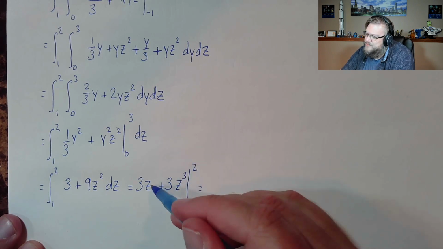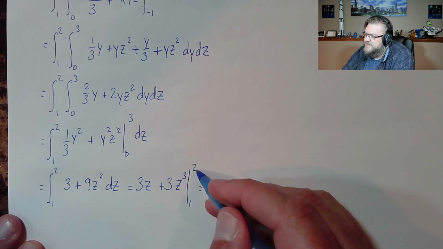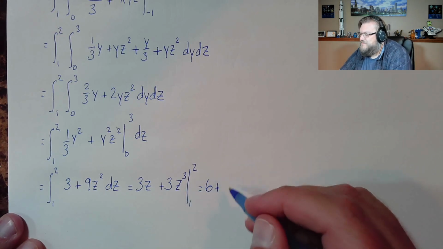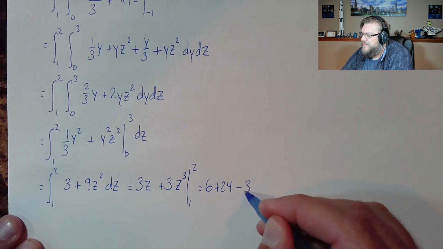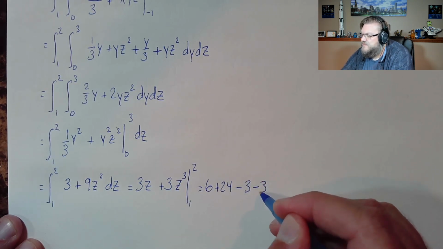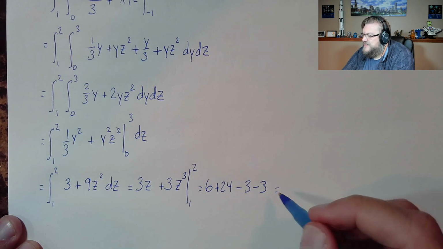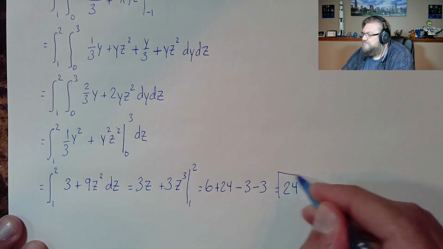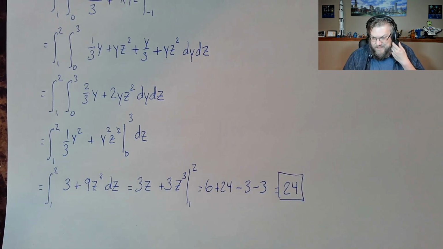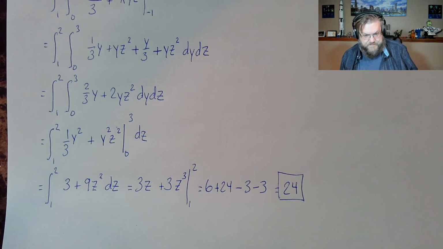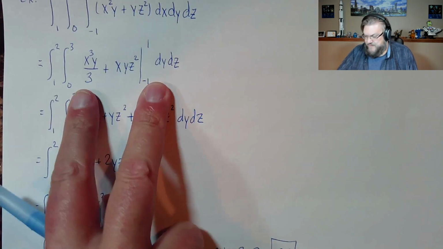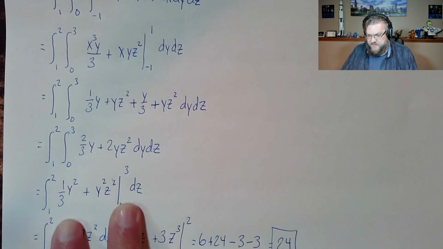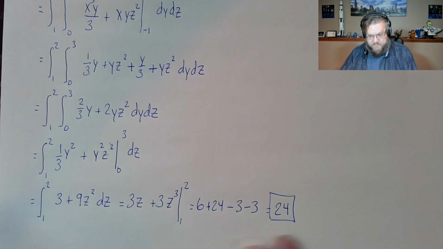Let's see what I get here. I plug in 2 here. I'm going to get 6 plus 2 cubed is 8. 8 plus 10 times 3 is 24. Minus plug in 1, so 3. Minus plug in 1, so minus 3. And it looks like at the end of the day I get 24. Nice. Okay. So steady goes it, right? That's all it is, right? You're going to have to integrate just the first one, finish it, do the second one, finish it, simplify, do the third one, finish it.